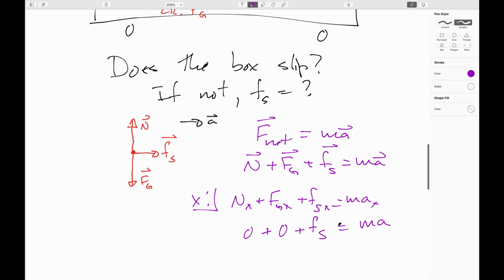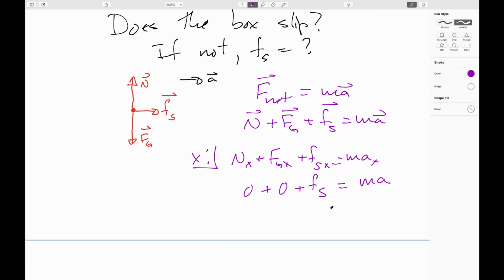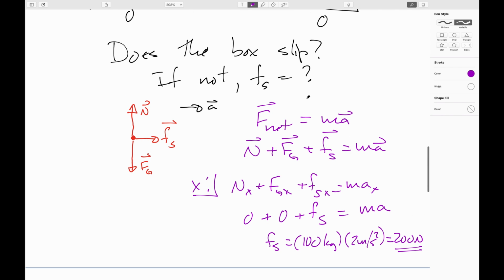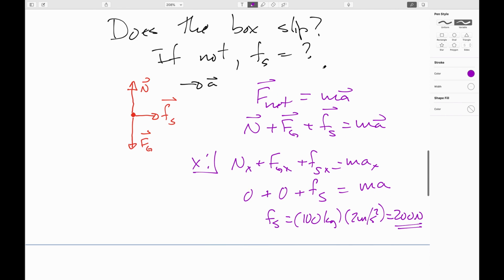Okay, so we get that the force of static friction will be equal to ma. And the mass we said was 100 kilograms, and the acceleration is 2 meters per second squared, which gives us 200 newtons. So we've kind of had to solve this backwards. Like I said, we have to first assume that it doesn't slip. So we've solved for Fs. So if it doesn't slip, we found it. And if it does slip, then this was important to calculate to figure out if it does slip, so it wasn't wasted effort.